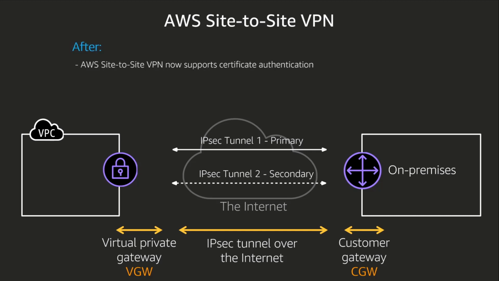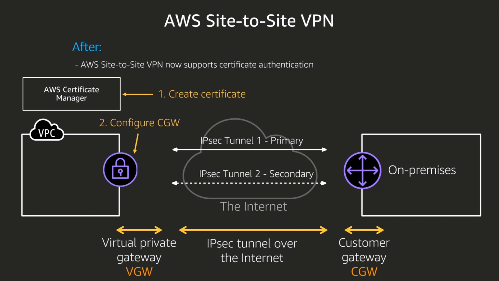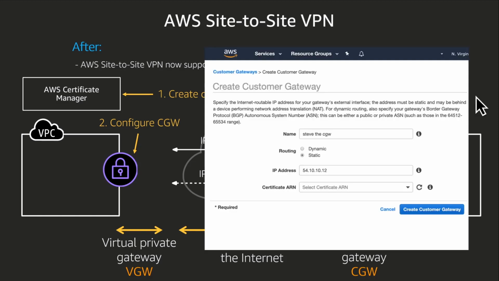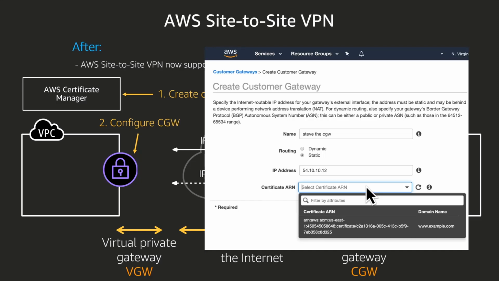So now we support certificate authentication for Site-to-Site VPN. Previously, you would have a pre-shared key, which you would have to share with your CGW when you're configuring the CGW for the IPsec tunnel to be established. But now we can actually use AWS Certificate Manager. We create a certificate, we configure the CGW, and then we use the certificate on the CGW to connect through to the VGW and establish the IPsec tunnel. So in this case, we're creating a customer gateway, and we've got this option now to select the certificate ARN that we've created using AWS Certificate Manager.